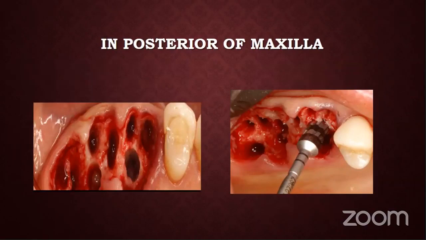The picture shows the location of drilling in the posterior maxilla. The left picture shows the bone located in the furcation, and the right picture shows drilling for implantation.